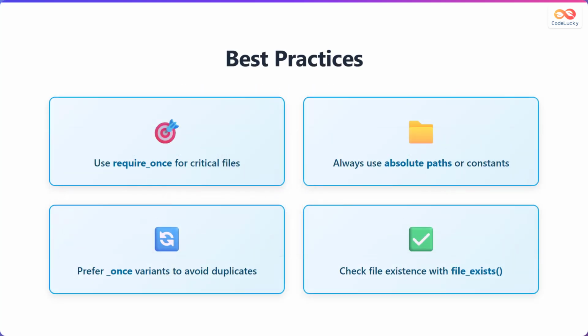Here are some best practices to follow when using include and require. Use require_once for critical files to ensure they are included only once. Always use absolute paths or constants for file paths to avoid ambiguity. Prefer the _once variants to prevent duplicate inclusions. And before including a file, check its existence using the file_exists function.